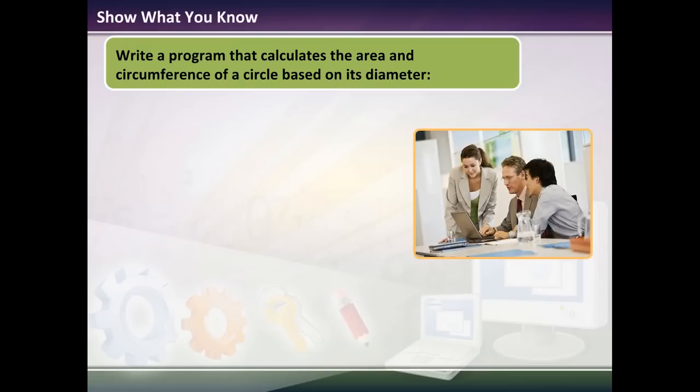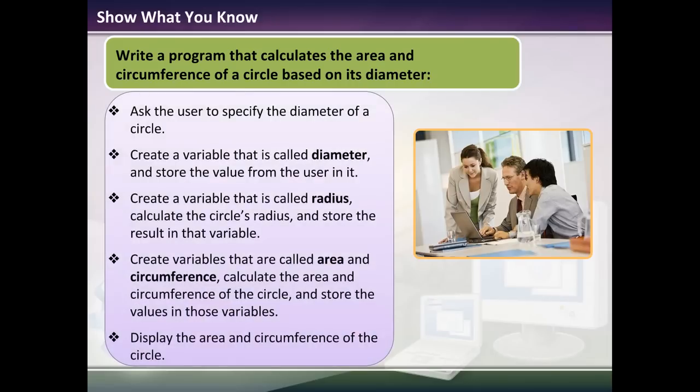You should be able to write a program that calculates area and circumference of a circle based on its diameter. And one way we could achieve this is to ask the user to specify the diameter of a circle, create a variable that's called diameter, store the value there, create a variable that's called radius, where the radius is the diameter divided by 2, create variables called area and circumference, and then plug in the appropriate formulas and let the computer program solve for that.